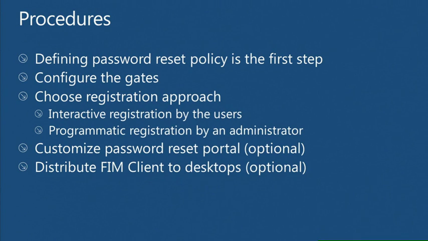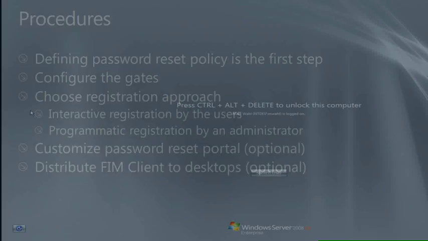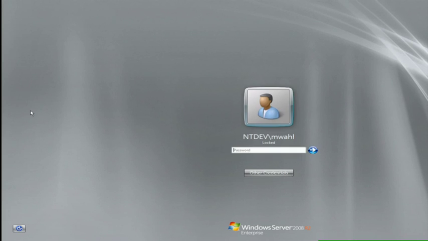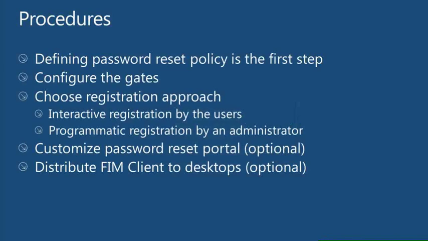The user walks up to their computer, like this one. They're confronted by this screen. They hit Control-Alt-Delete. And if I had this computer set up for password reset, from this screen, I could now reset my password. It doesn't need to get the web browser involved. So we can do that interaction there as well, if you have the FIM client.